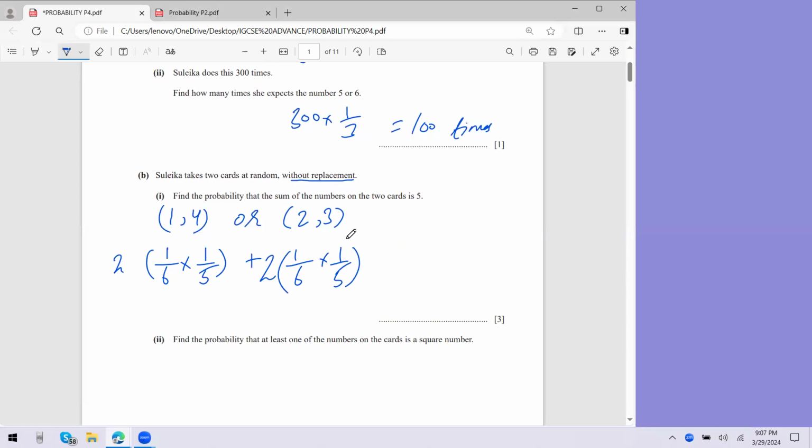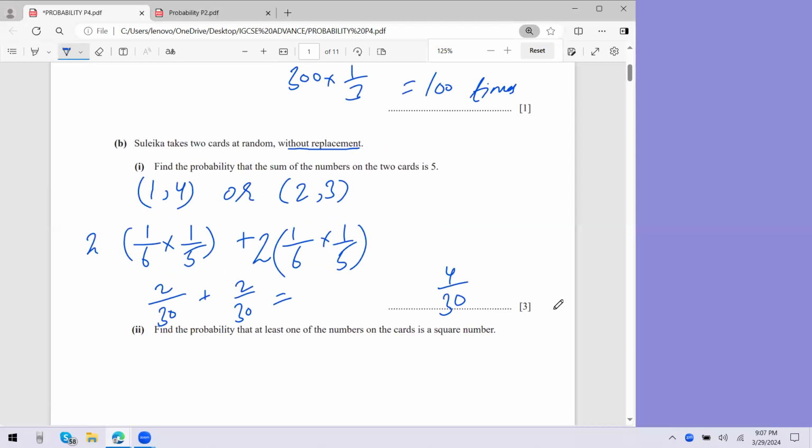Okay. 2 over 30 plus 2 over 30. So that is 4 over 30, right? Any questions you can ask?